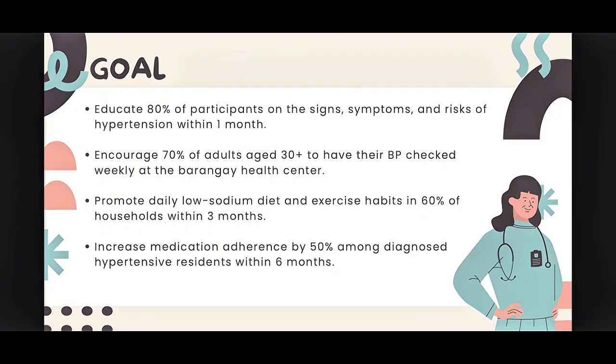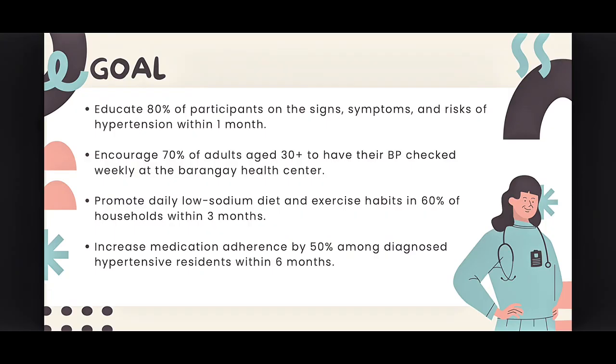For the third one, promote daily low-sodium diet and exercise habits in 60% of households within 3 months. This encourages healthy lifestyle changes to reduce the risk and impact of high blood pressure. For the last one, increase medication adherence by 50% among diagnosed hypertensive residents within 6 months. This goal focuses on improving treatment compliance to better control hypertension and prevent complications.